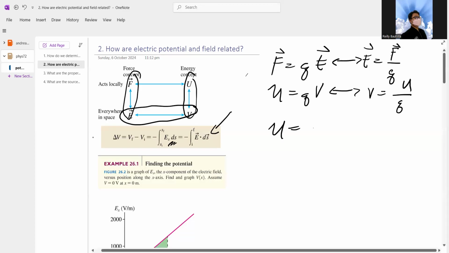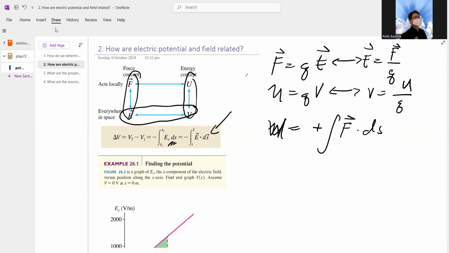So W equals negative of the integral of F ds. Actually, this is strictly F ds. Okay, let's not put the negative sign first. It's actually work. So it's the work applied. You should know the basic formula for work. So you could do the same thing here.